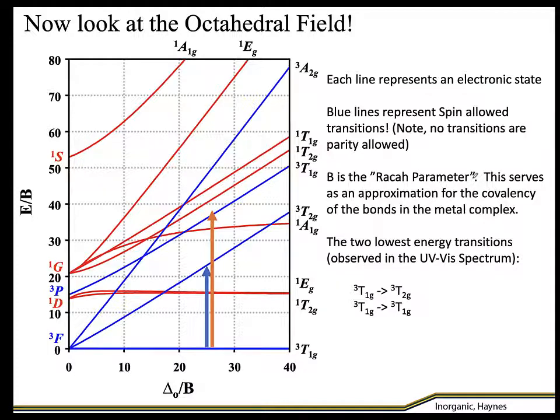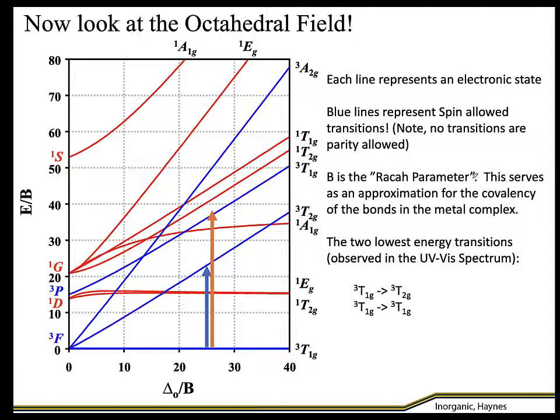As delta octahedral increases, there's a great number of different electronic excited states that we can access. And so to break down the spectrum, we're going to get a lot of practice with this in class. But each one of these lines actually represents an electronic state, one of which is the ground state. We can see that all Tanabe-Sugano diagrams are corrected where the ground state falls at a y-axis value of 0. Blue lines actually represent our spin allowed transitions.